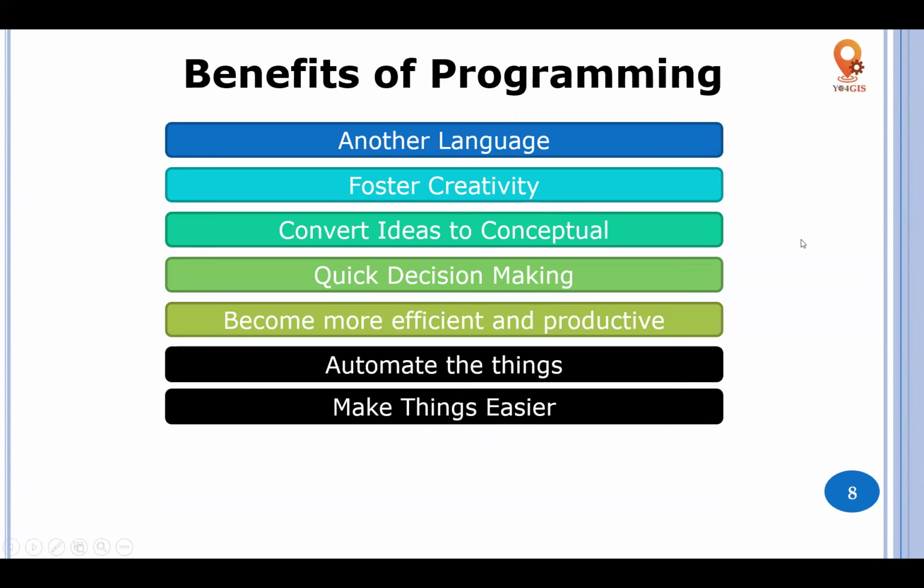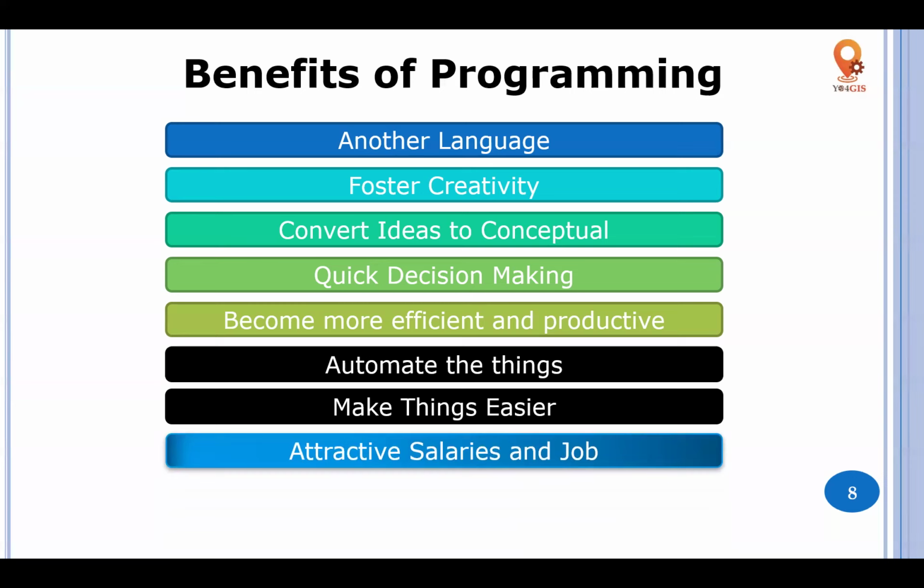Make things faster. If we know programming, then we can quickly get the result. Anything we want to do, if you do it manually, you will spend 3 hours, 4 hours, 5 hours. And the same thing with a program, maybe you can complete in 5 minutes or 2 minutes.